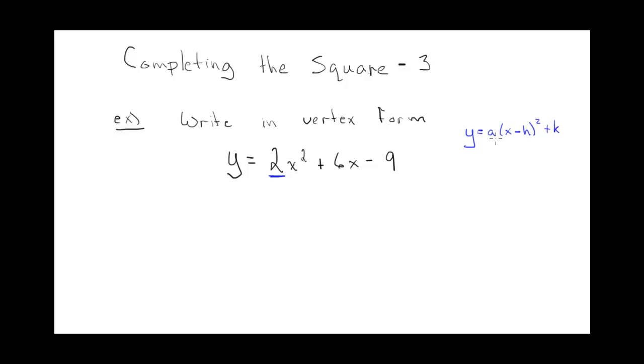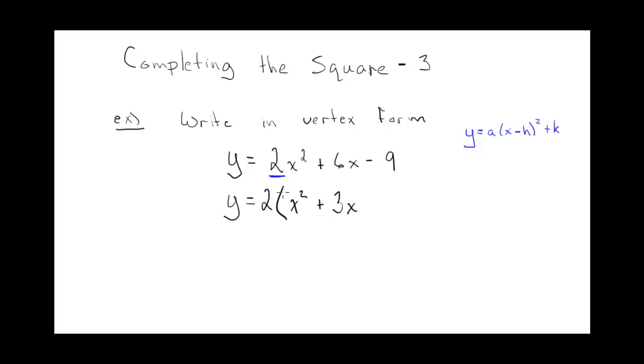So notice in vertex form, the a value is always factored out of the perfect square. So the a value doesn't go in the bracket. So we don't want this a value to be a part of the perfect square we make. So what we're going to do is just factor that 2 out. So if I factor 2 from 2x squared, I get x squared, plus, and if I factor 2 from 6, 6 divided by 2 is 3x.